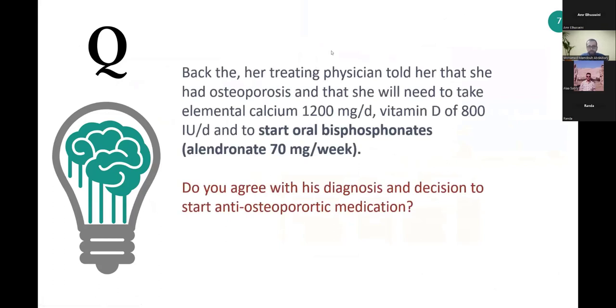Back then, her treating physician told her that she had osteoporosis and she would need to take elemental calcium of 1,200 milligram per day, vitamin D of 800 international units, and she had to start an oral bisphosphonate, which was alendronate 70 milligram. So our question is, do you agree with his diagnosis and the decision to start anti-osteoporotic medication, and why? You can enter your answer in the chat box.